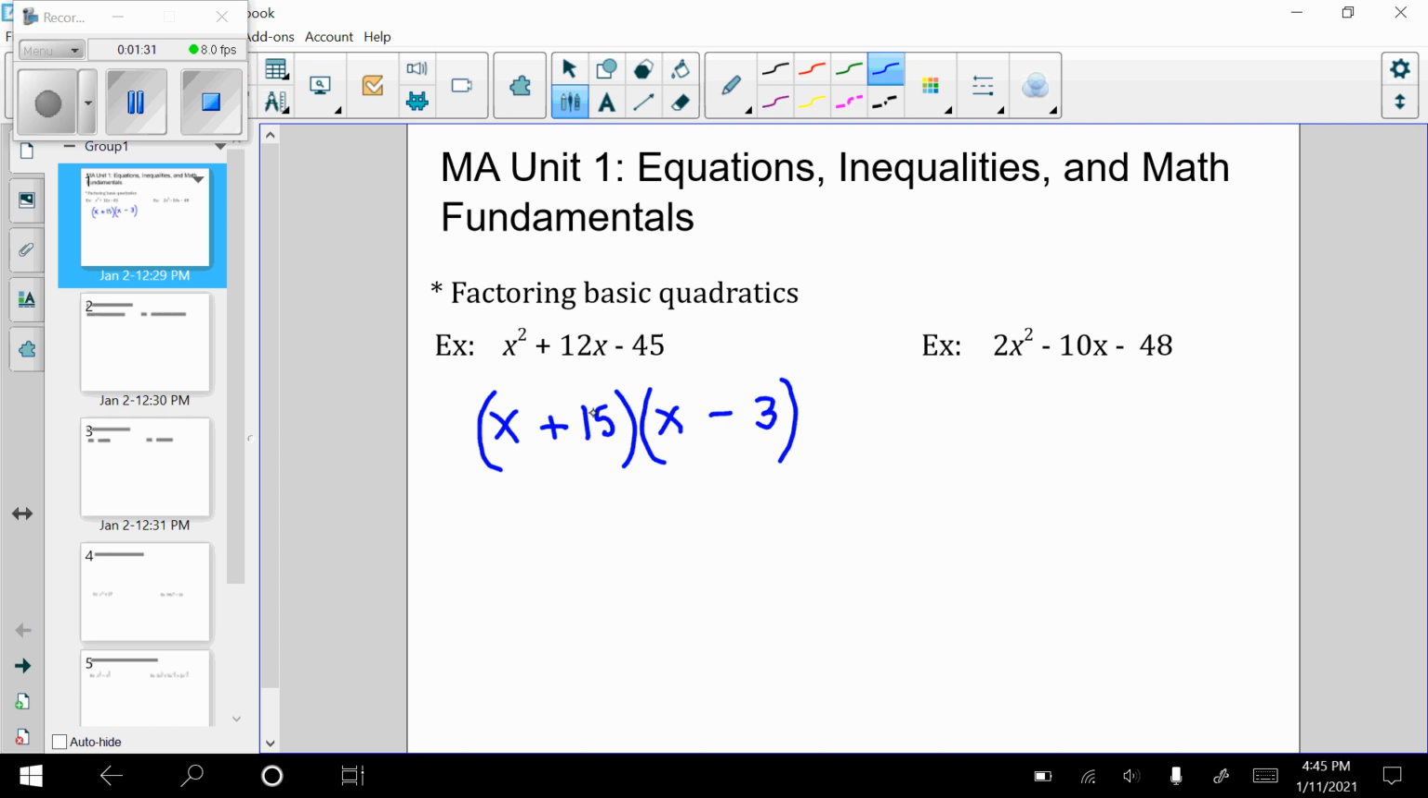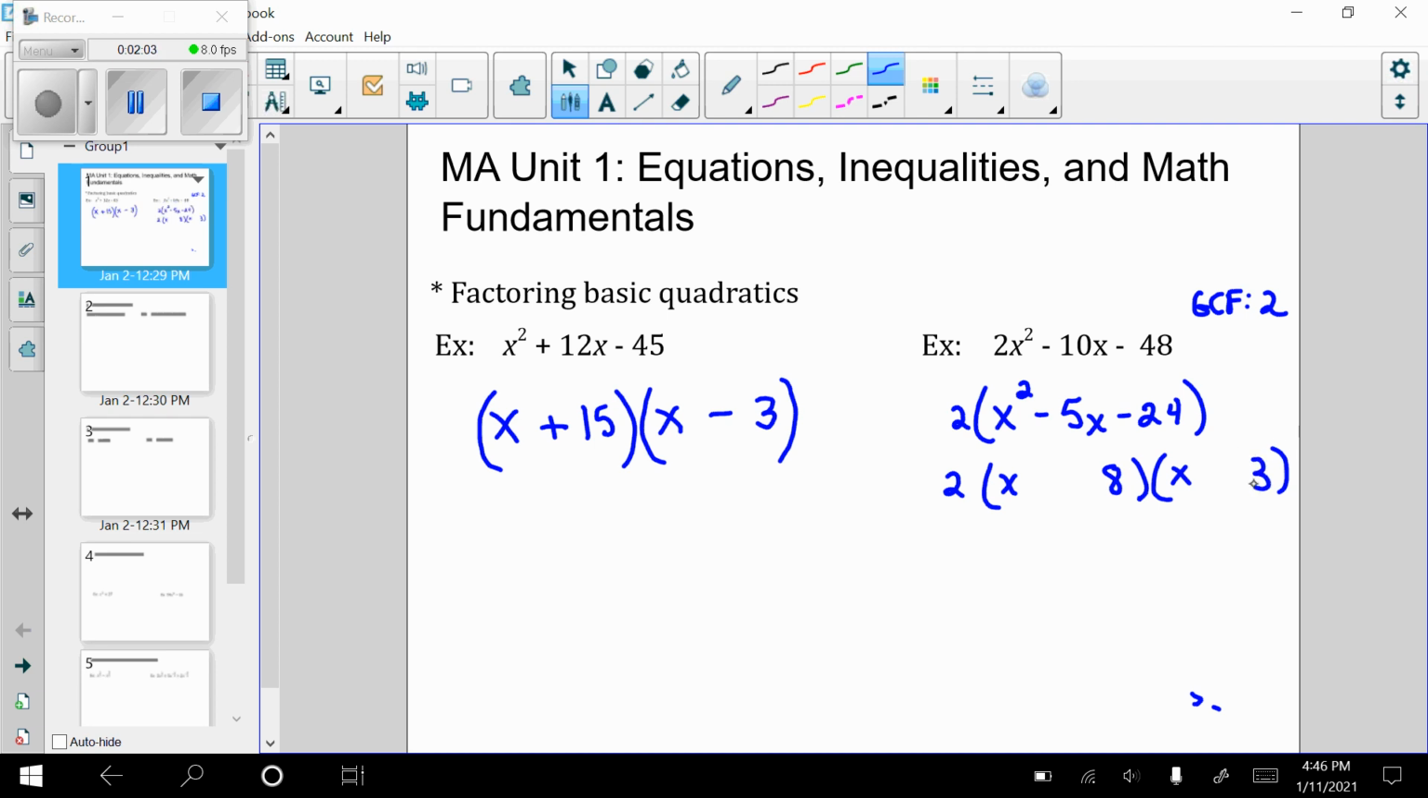The second one, always, always, always remember to look for your greatest common factor. So in this case, our greatest common factor is 2. So I can pull that 2 out front, and then we get x squared minus 5x minus 24. And then we have our basic factoring pattern, multiply to negative 24 and add to negative 5, which is going to be 8 and 3. And since I need a negative 5, I'm going to make my 8 negative and my 3 positive.